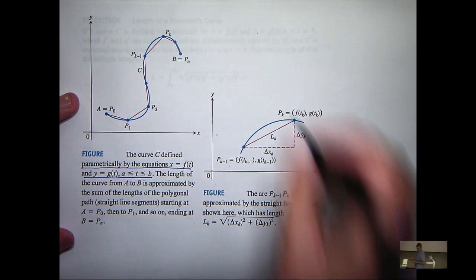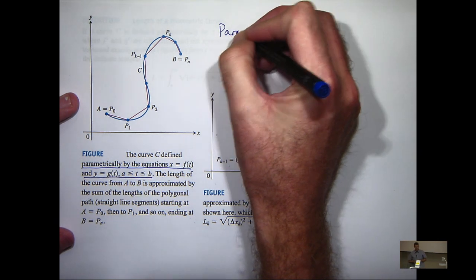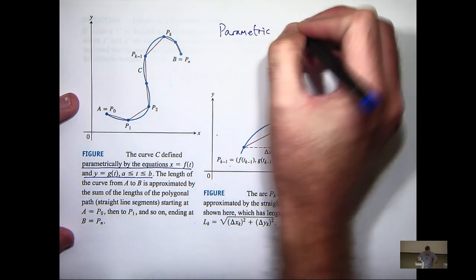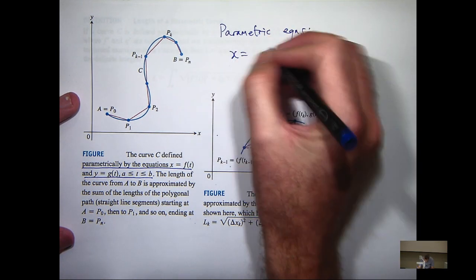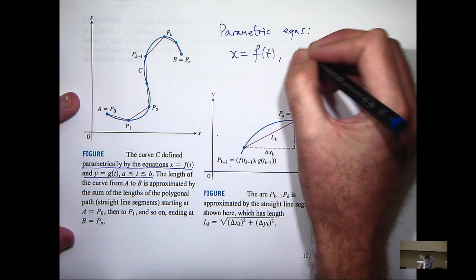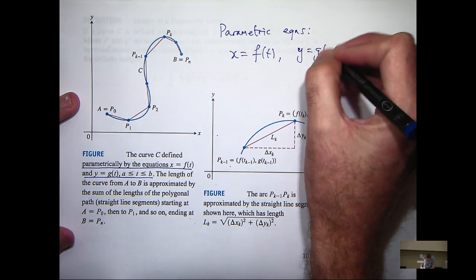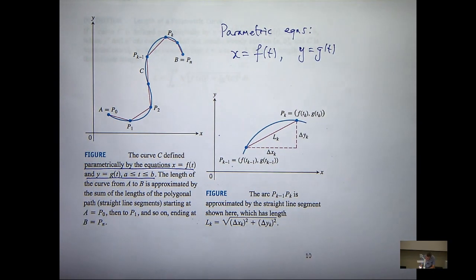Now, what happens there is you have some sort of variable t that's known as a parameter. And each of your coordinates, your x and your y, each has a function that describes what it does, basically.